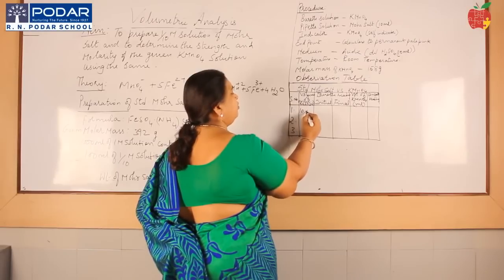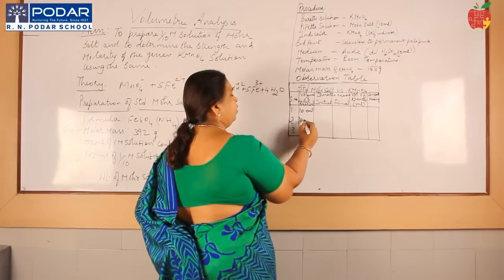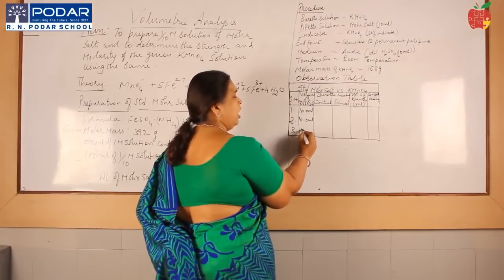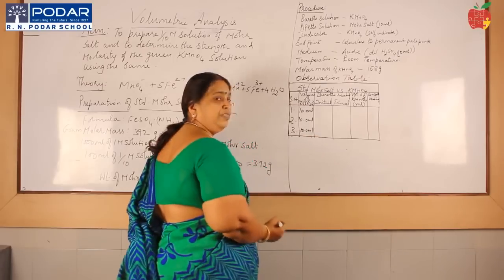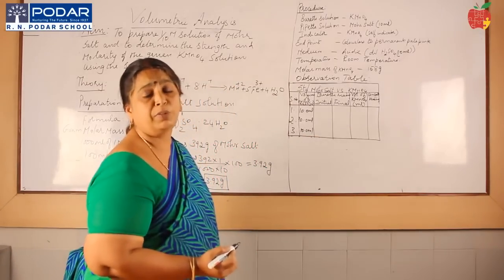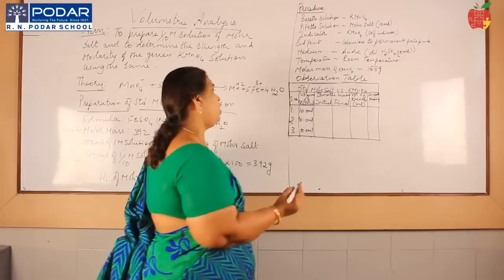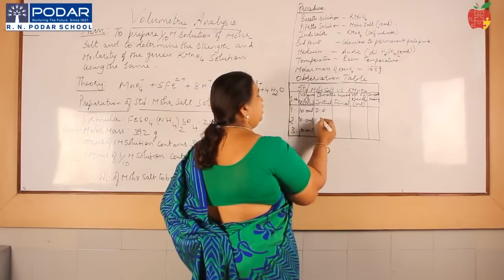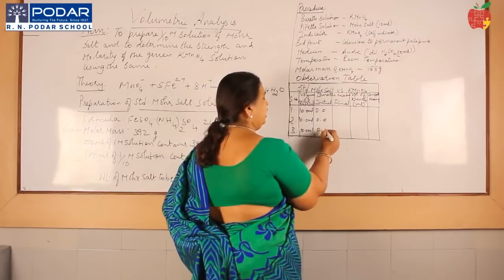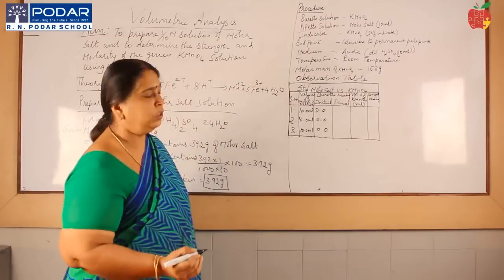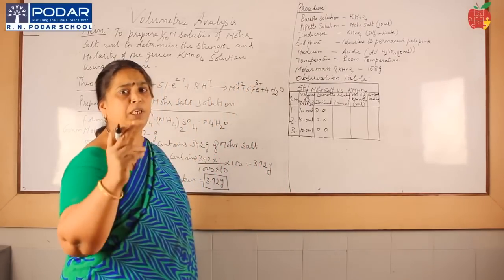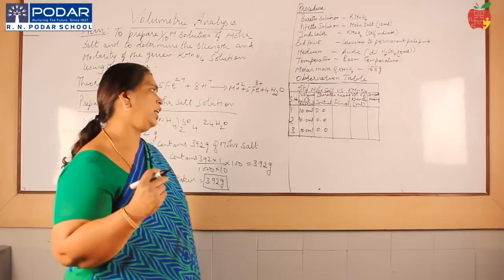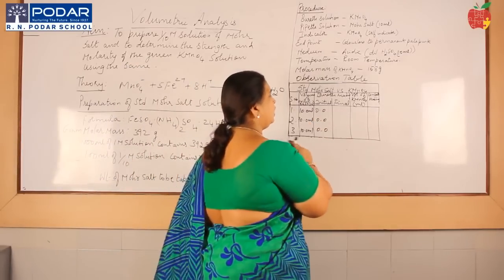Each time the volume of Mohr's salt solution will be 10 ml only. You will pipette out 10 ml and you will add to the clean conical flask. Don't forget to add 1 test tube of dilute sulfuric acid each time. And always your burette reading will be initially 0 only. So every time you will bring it to 0 and then only repeat the titration. So your initial values are 0.